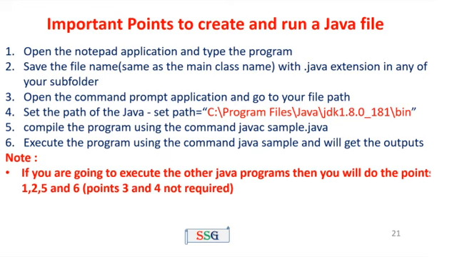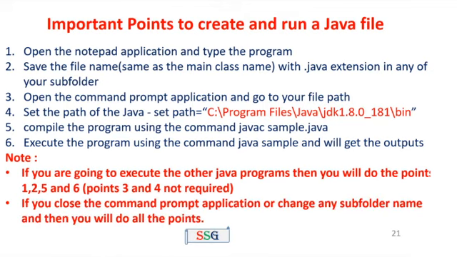Here, the note: if you are going to execute the next program, then points 1, 2, 5 and 6 are enough. Points 3 and 4 are not required. So first of all, you run one program. After that, if you want to execute the next program, open the Notepad application, type the program, save the file, then compile the file and execute the file. Suppose you close the command prompt application or change any subfolder name, then you have to do all the points for the next programs.